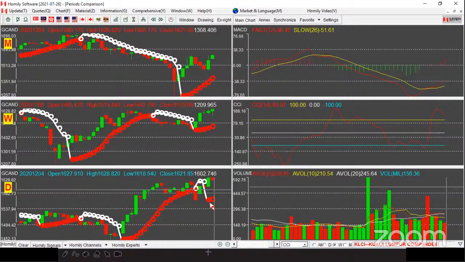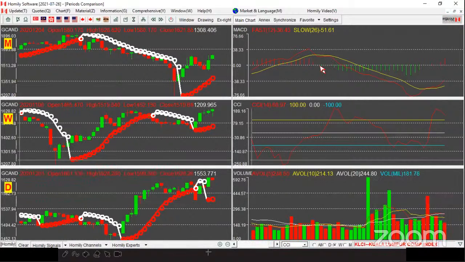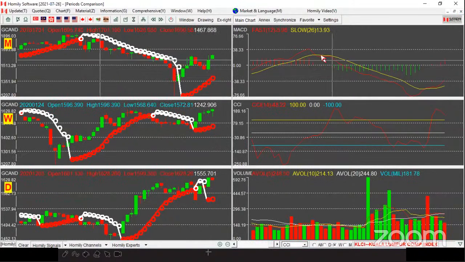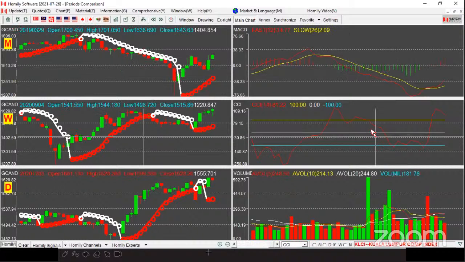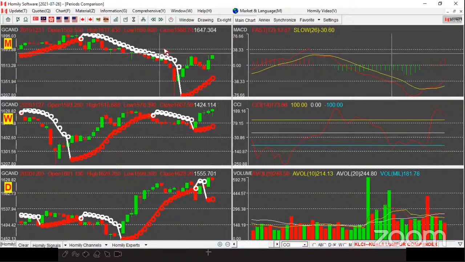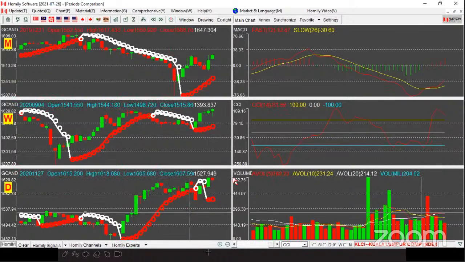But at level 1, you just pay attention to the weekly chart, and that will be okay. For the monthly chart, you focus on the right side indicator, MACD. From the weekly chart, you just focus on the CCI indicator. Then the last step is the daily chart. Okay.